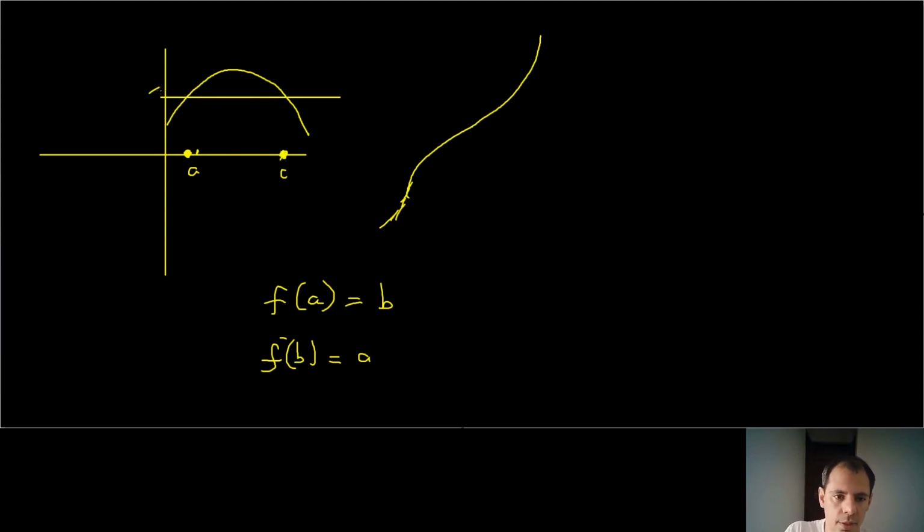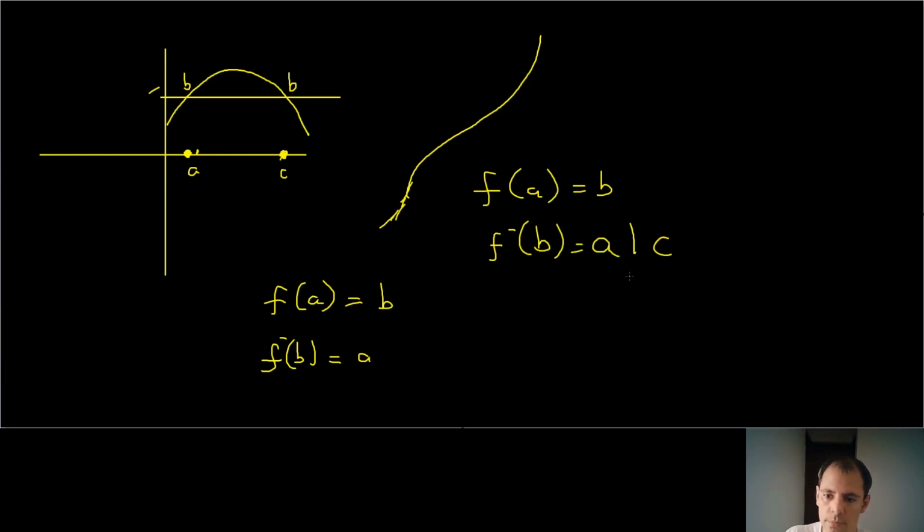So look at that. How can it have an inverse? This is a point b for y, and this is also b for y because it's at the same height. So when you do the f of a, you get a b. But when you do the f inverse of b, you can get an a or you can get a c. So which one is it? Is it a or is it c? So it doesn't have an inverse.